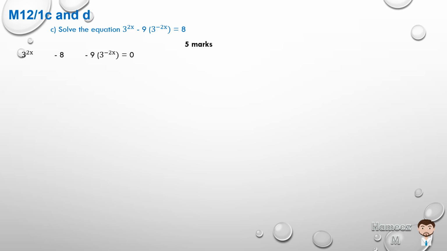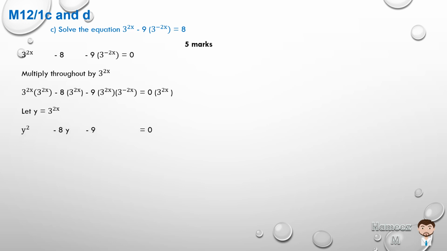So we get 3 to the 2x minus 8 minus 9 times 3 to the minus 2x. There are a couple of ways to do this. One way is to multiply throughout by 3 to the power 2x, so each term on the left and right hand side is multiplied by that. And let's substitute y is equal to 3 to the power 2x. So we get y squared minus 8y minus 9, because 3 to the power 2x times 3 to the power minus 2x gives us 1, they cancel off each other, is equal to 0 on the right hand side, since 0 times anything is 0. So we've converted that difficult equation into a simple quadratic, and we can solve that.